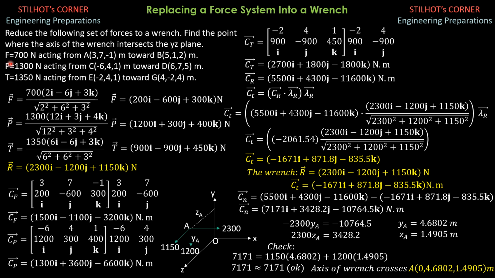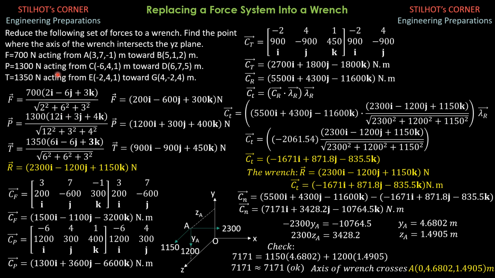So we'll first resolve this into a force and couple system at the origin. For the force, F is 700 directed from point A toward B. So in vector form, magnitude of the force 700, then 5 minus 3 is 2i, 1 minus 7, negative 6j, 2 minus negative 1 is positive 3k, divided by square root of 2 squared plus 6 squared plus 3 squared. And F in vector form is quantity 200i minus 600j plus 300k newtons.